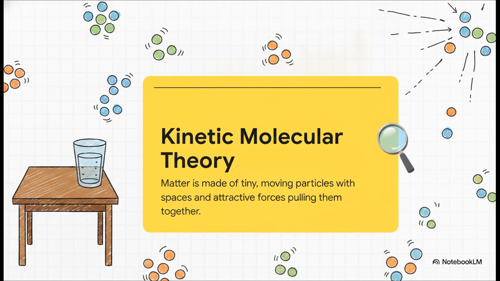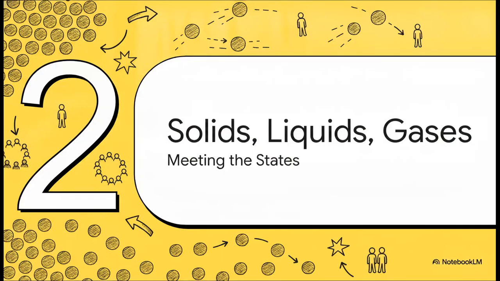And that brings us to the kinetic molecular theory. Now, even though something like a wooden desk or a glass of water looks completely solid and whole to us, it's actually made up of tiny, microscopic particles. And here's the real secret. They are always moving. They've got little spaces between them, and they're constantly attracting one another. This theory is literally the master key to unlocking exactly how solids, liquids, and gases behave. Which leads us perfectly into Section 2.